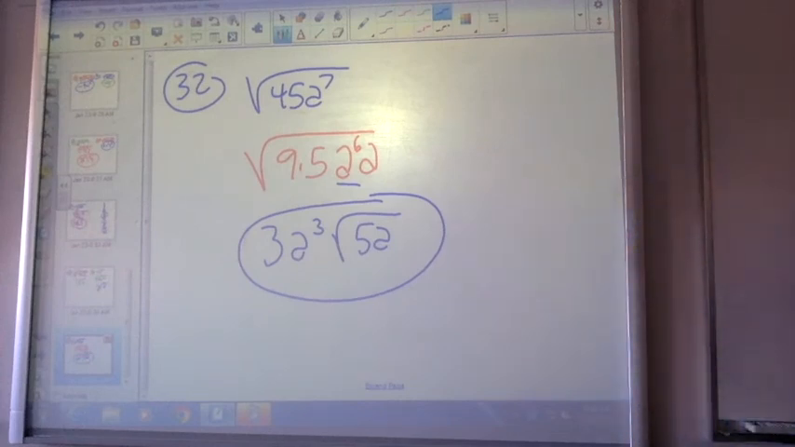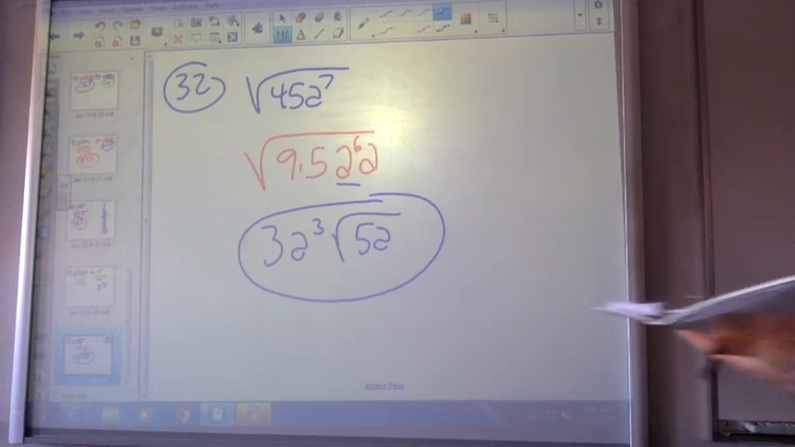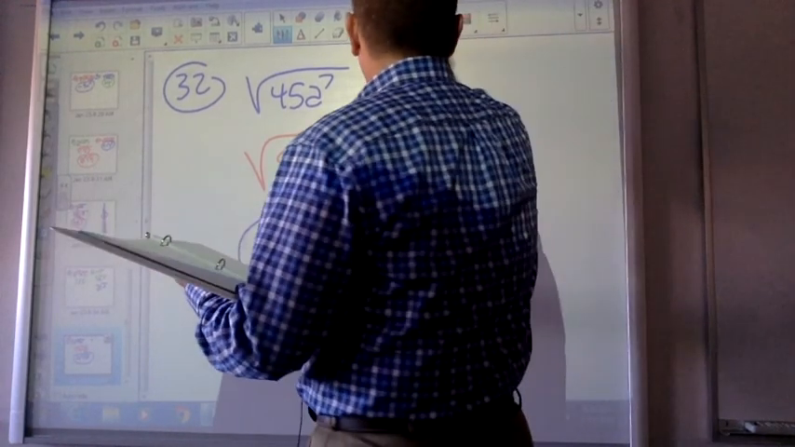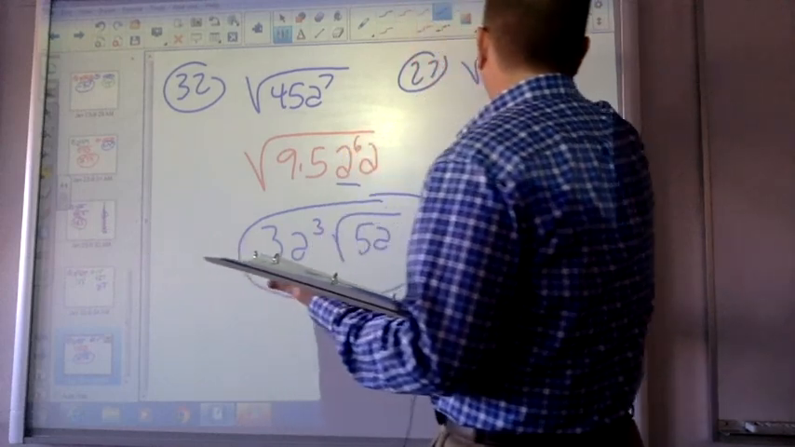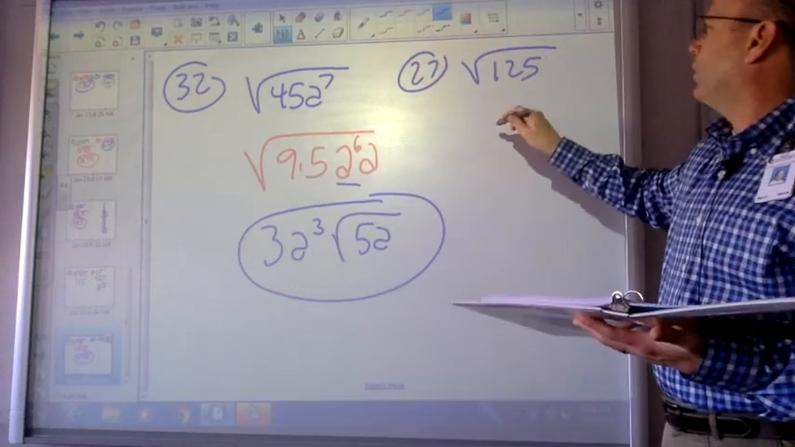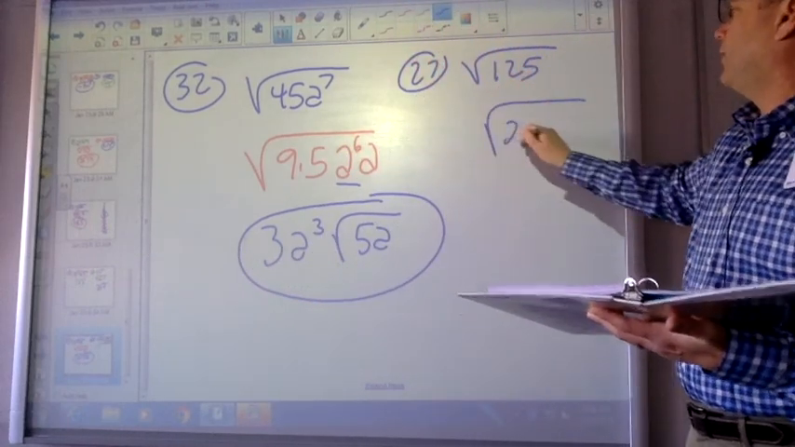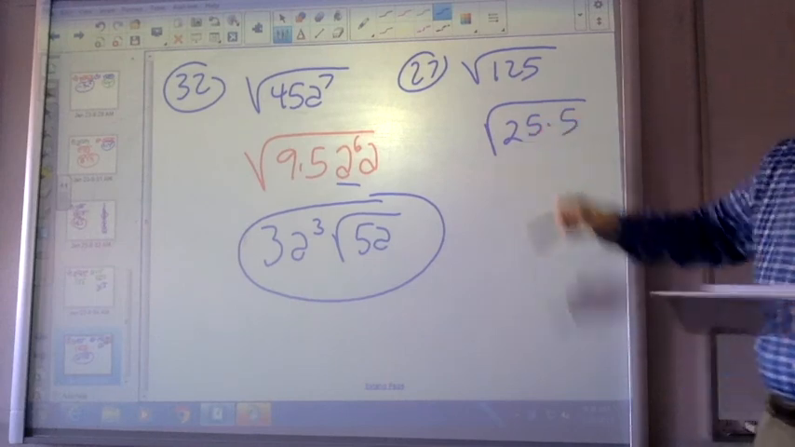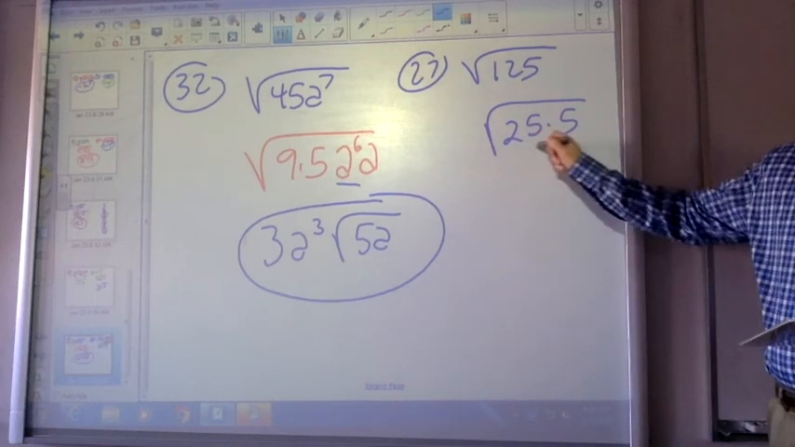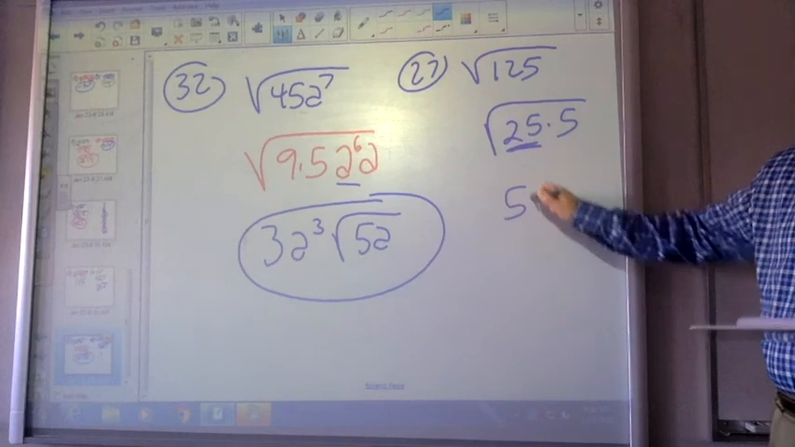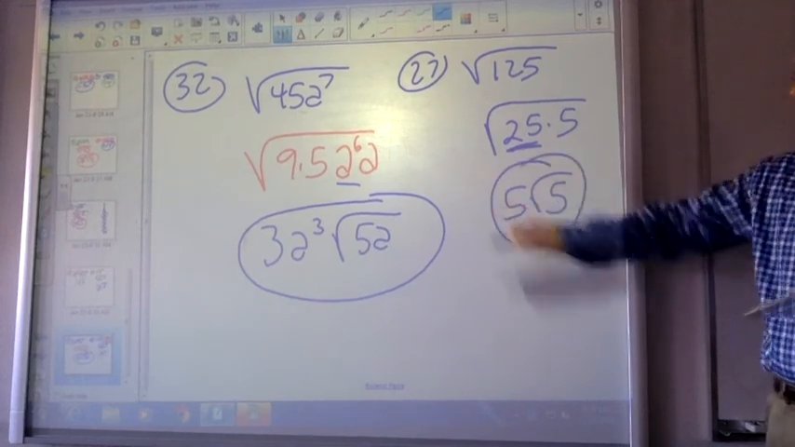Anything else you'd like to see? Yep, 27. Okay. 125 is the same thing as 25 times 5. And then the square root of 25 is 5, so I get 5 square root of 5 for an answer.